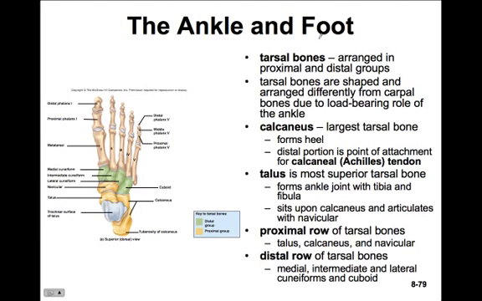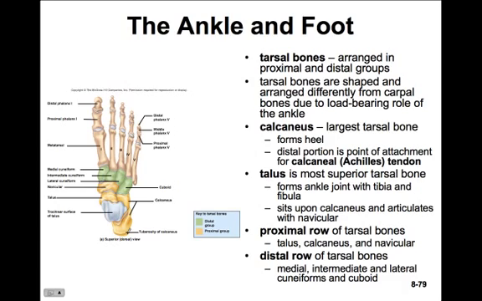The tarsal bones are shaped and arranged differently from the carpal bones because of their load-bearing role in the ankle. The calcaneus is the largest of the tarsal bones. The calcaneus is the big heel bone that we can feel at the back of our foot. And the most distal portion of it is where the calcaneal tendon or the Achilles tendon attaches.